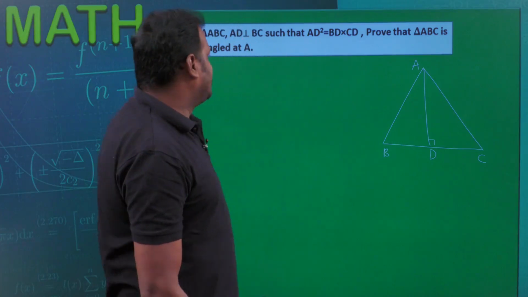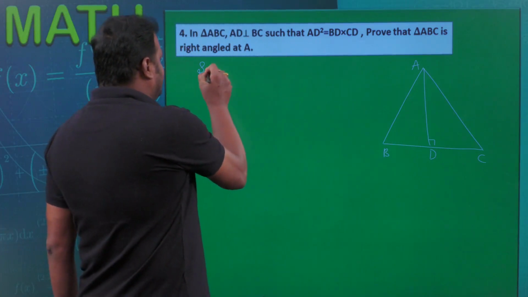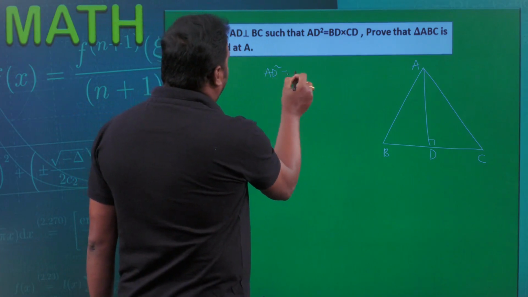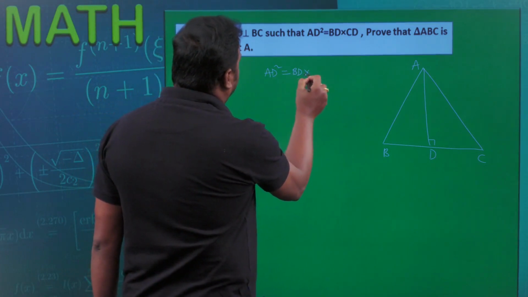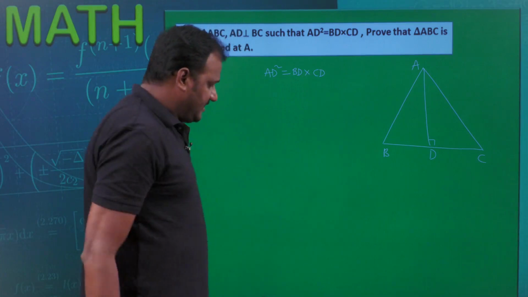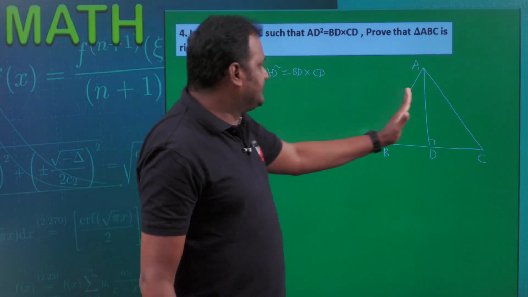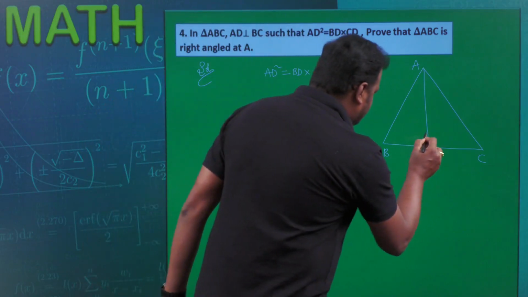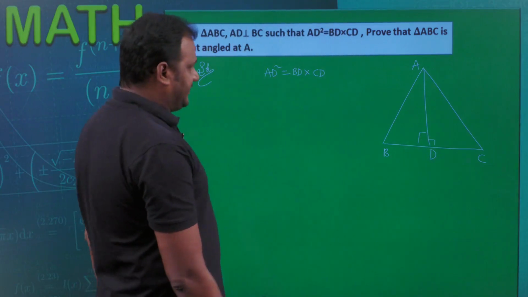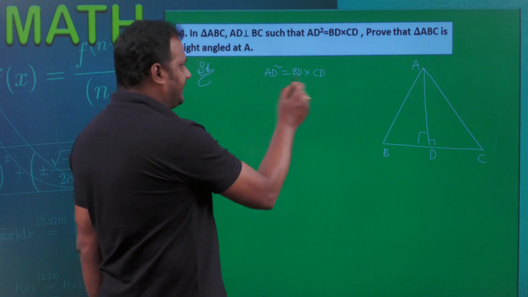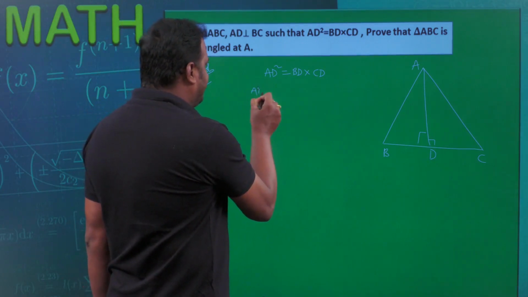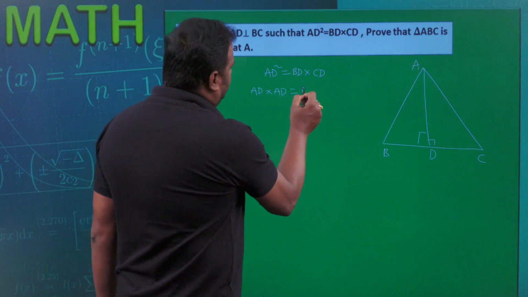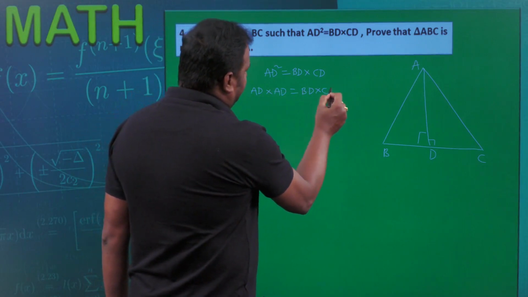Let us see the problem, what is given. In this problem, you are given that AD square is equal to BD into CD. This is a right angle. Of course, this is also a right angle because AD is perpendicular to BC. I am going to write AD square as AD times AD is equal to BD times CD.